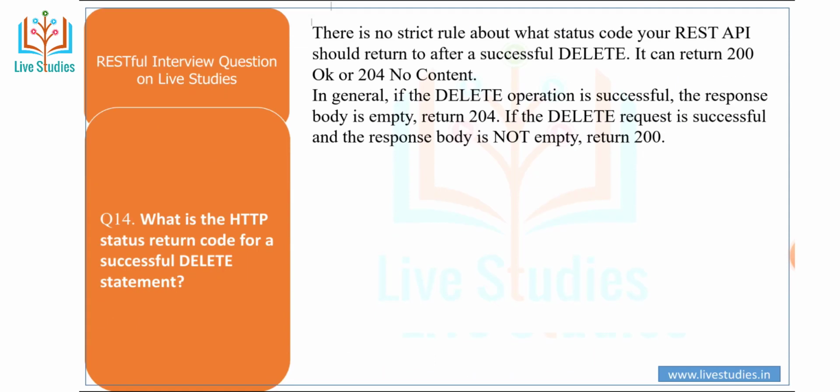Another question is, what is the HTTP status return code for a successful delete statement? There is no strict rule about what status code your REST API should return after a successful delete. It can return 200, meaning OK, or 204, meaning no content. In general, if your delete operation is successful and the response body is empty, the return code is 204. If the delete request is successful and the response body is not empty, return 200, right?